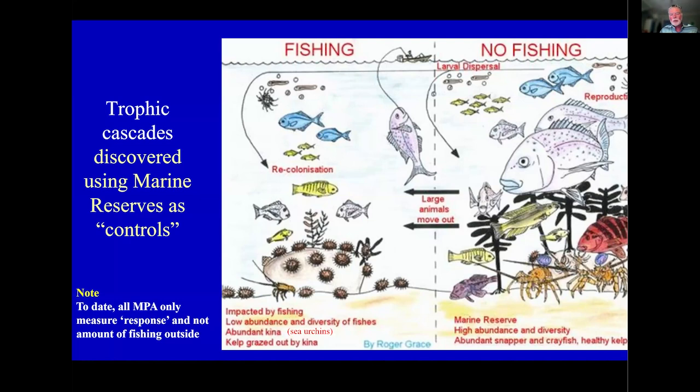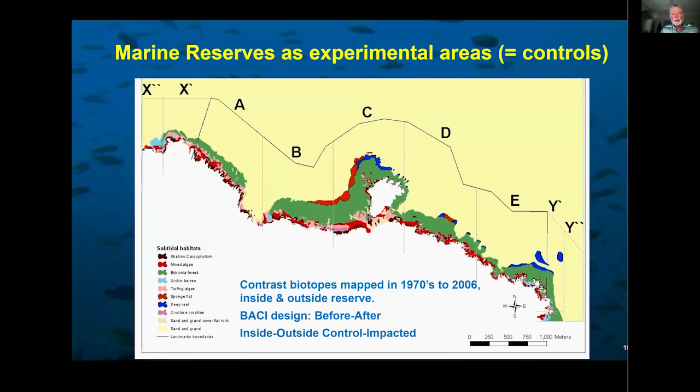And Roger Grace, who was one of the first scuba divers at Leigh Marine Reserve in the 70s, drew this lovely diagram showing how when you have no fishing, you have an abundance of large snapper and spiny crayfish. And there's a trophic cascade when you don't have them, whereby sea urchins become very abundant and graze the rocks bare. And this is the habitat map from Leigh. It's also amazing that in the 70s, the scientists at the lab thought it might be useful to have a habitat map. They had no idea why it might be useful. They just thought it might be useful.